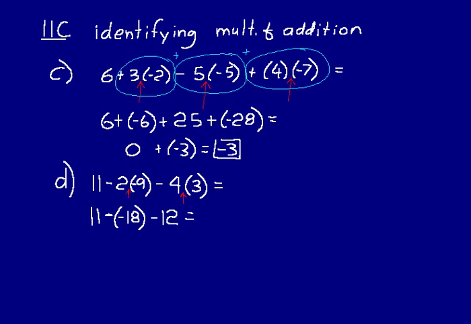So let's continue here. We'll have 11 plus 18 because we have the opposite of 18 there, or minus times minus. And then we have a negative 12. Now let's do the addition here. Add in pairs. 11 plus 18 would be 29, plus a negative 12. That would give us 17 for an answer.